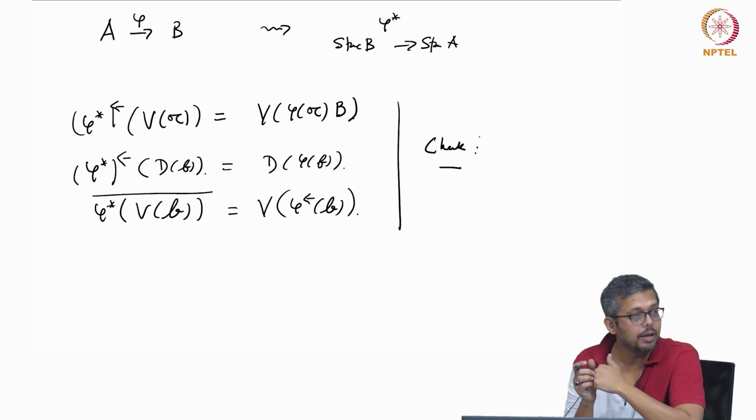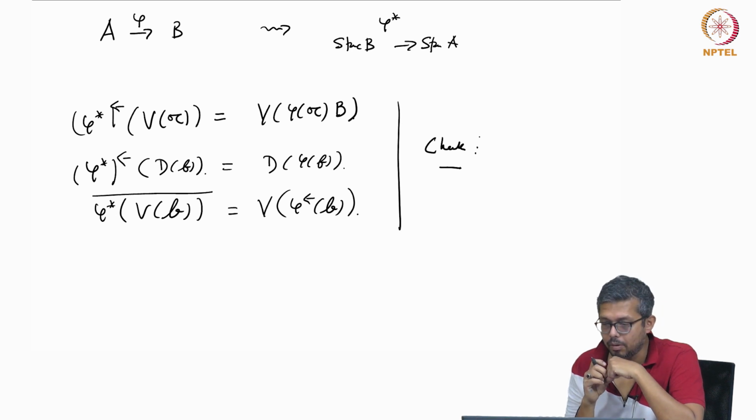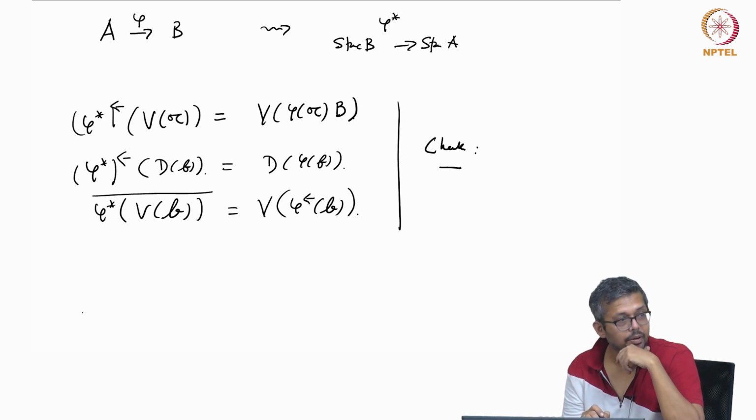Huh? Inclusion. It will be inclusion. Huh? Yeah, but what is the ring structure for this? You have to give a morphism of rings, right?